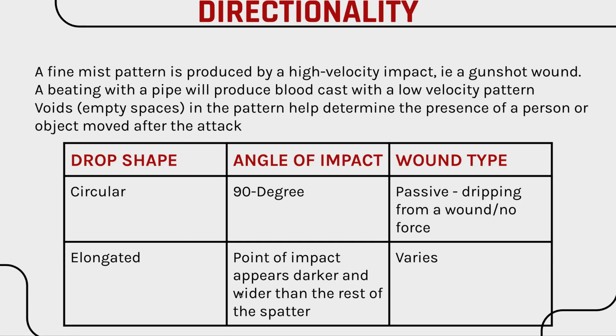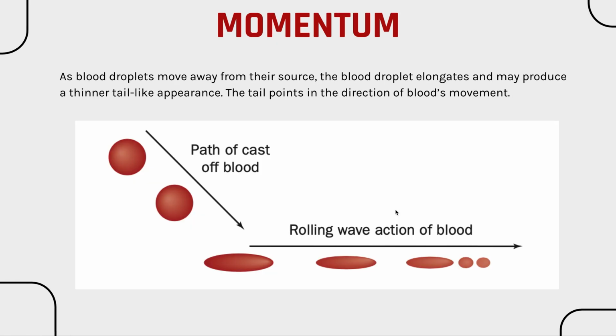Here's just some more information about the directionality. If we have a circular drop, the angle of impact is 90 degrees, and the wound type might be passive, dripping, right? No force. If it's elongated, the point of impact appears darker and whiter than the rest of the spatter. That's where we can look at the angle and the point of origin, and that helps us determine what kind of wound type might have caused those drops.